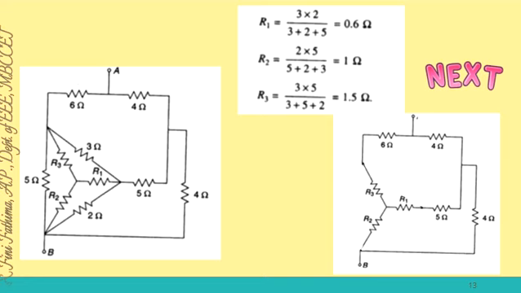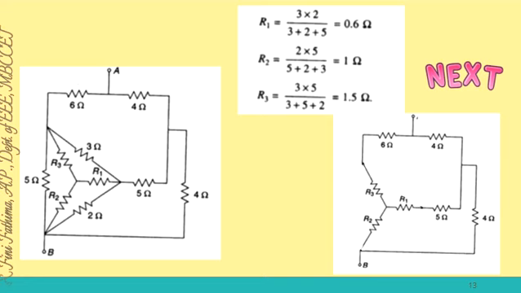Similarly, we have to find out this R3. What is R3? For R3, we have to find the product of adjacent sides, that is 5 into 3, that is 15. 15 divided by 5 plus 3 plus 2, which is 10. 15 divided by 10 is 1.5. See, R3 value is 1.5.